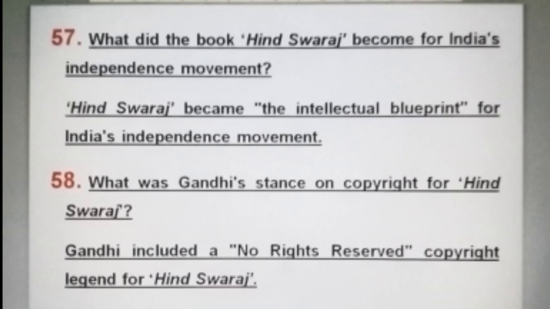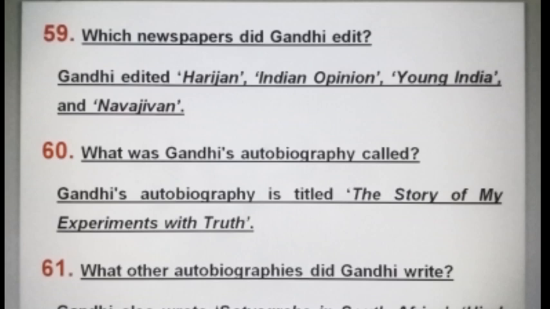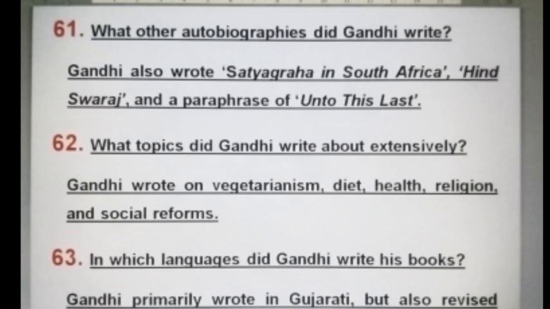Which newspapers did Gandhi edit? Gandhi edited Harijan, Indian Opinion, Young India, and Navjeevan. What was Gandhi's autobiography called? Gandhi's autobiography is titled The Story of My Experiments with the Truth. What other autobiographies did Gandhi write? Gandhi also wrote Satyagraha in South Africa, Hind Swaraj, and a paraphrase of Unto This Last.